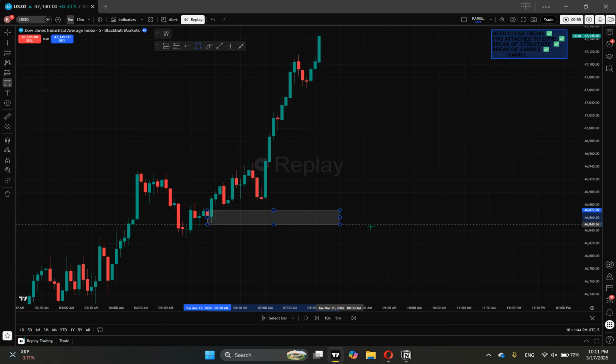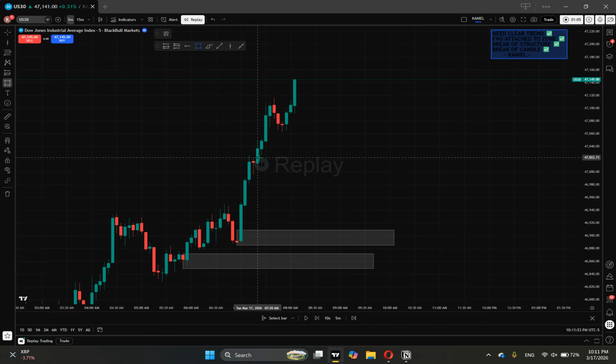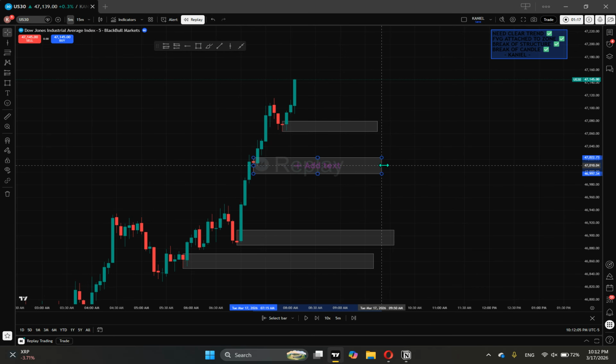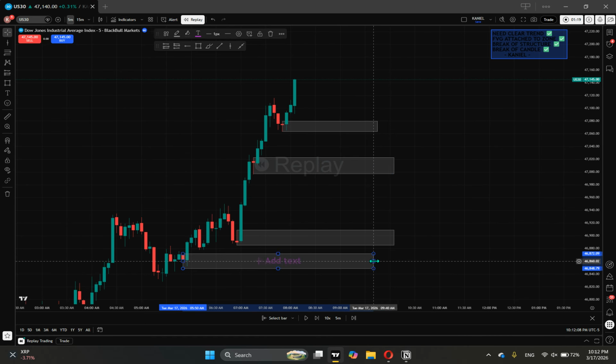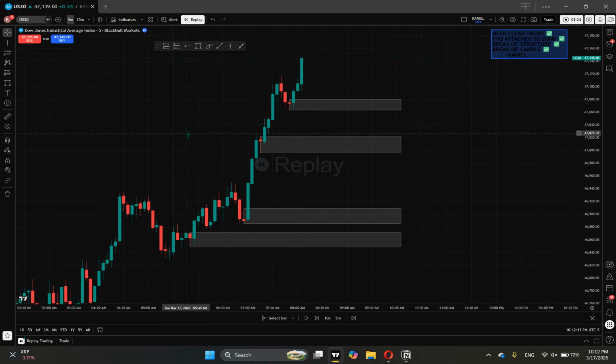So this one right here, this one, this one, and this one right here. Now, how do I know that all of these are demand zones? Because all of them have a gap and all of them have a break of structure.